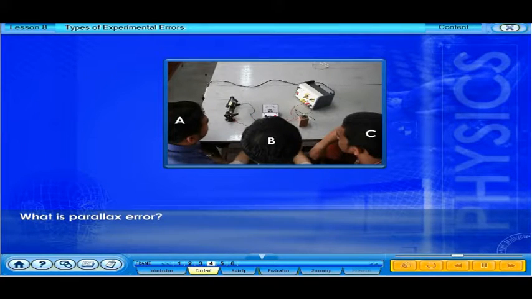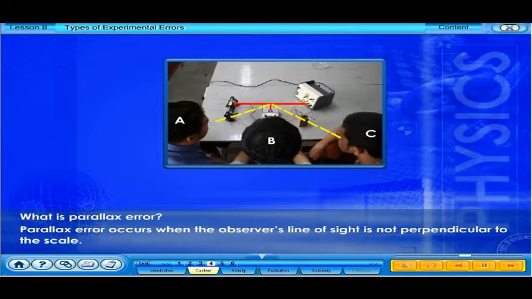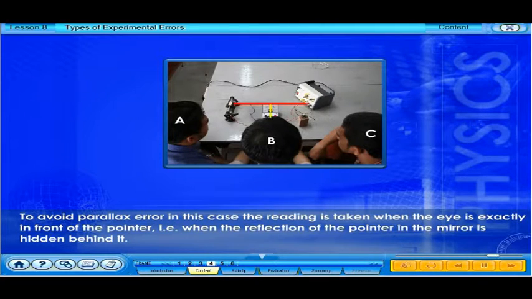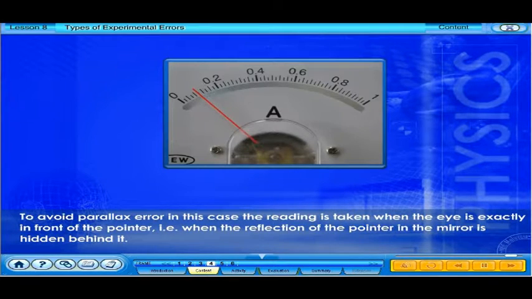What is parallax error? Parallax error occurs when the observer's line of sight is not perpendicular to the scale. How can you avoid parallax error in this case? To avoid parallax error in this case, the reading is taken when the eye is exactly in front of the pointer. That is, when the reflection of the pointer in the mirror is hidden behind it.